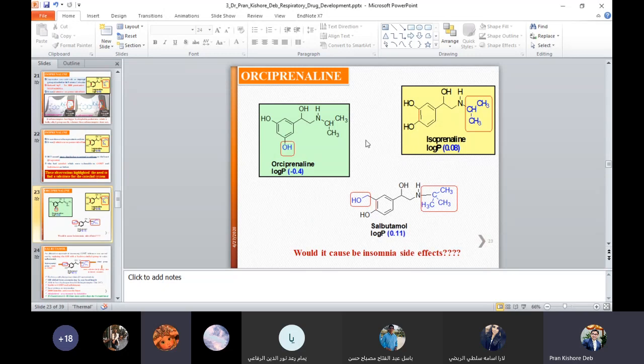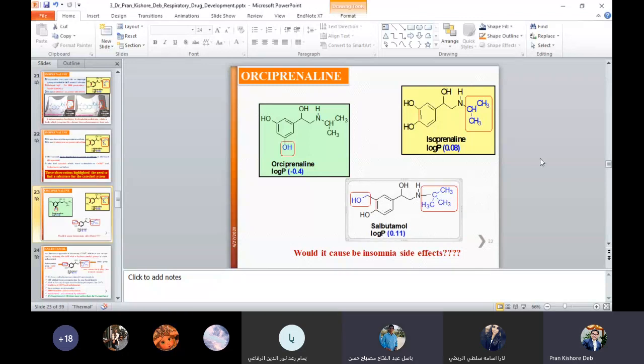Okay. After orciprenaline, you see there is another drug, salbutamol. Look at the structure of salbutamol. How many advantages do you see in salbutamol? Don't read. Give a chance to your mind. We have a tertiary butyl. And we have an ether, ethanol. And it is in the meta position.